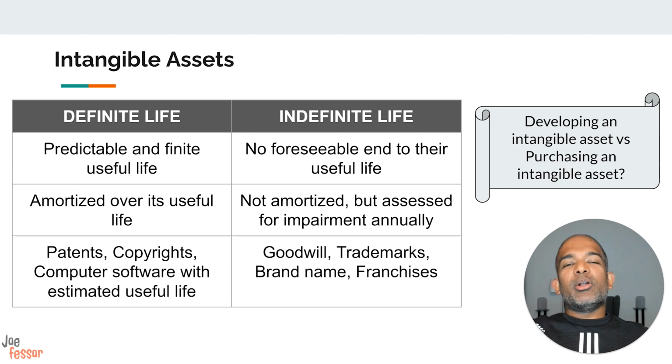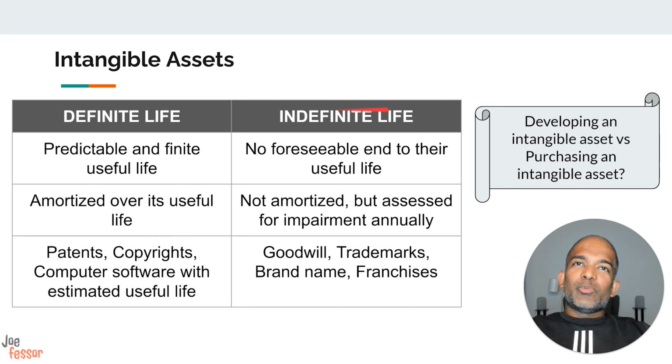Intangible assets can be broadly categorized into two: assets of definite life and assets of indefinite life. The ones which have a definite life are amortized over its useful life. Amortization is similar to depreciation. So for intangible assets, we use the term amortization. And we would amortize intangible assets of definite life over its useful life.